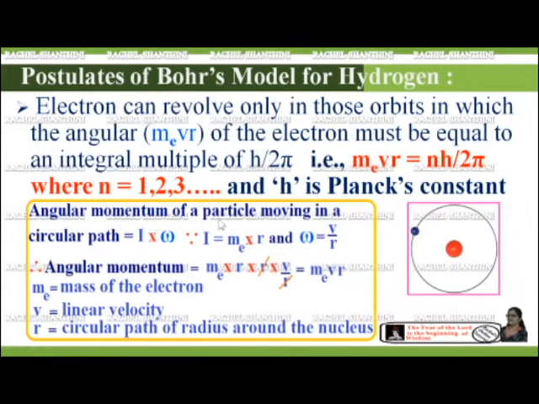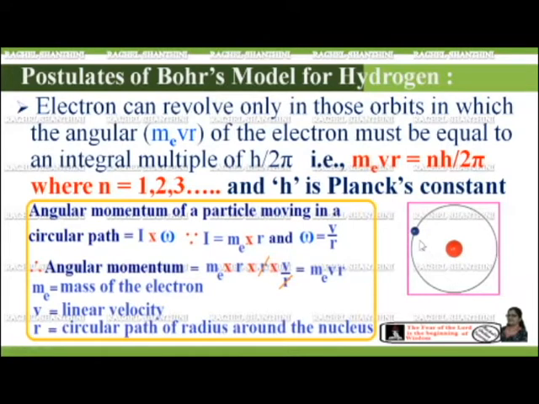We know that the angular momentum of a particle moving in a circular path is equal to inertia I into angular velocity omega. We know the formula for inertia I equal to mass of the electron into radius squared, and omega equal to velocity by radius. Substituting these values in this expression, we get angular momentum equal to m_e vr, where m_e is the mass of the electron, v is the linear velocity and r is the radius of the circular path around the nucleus.